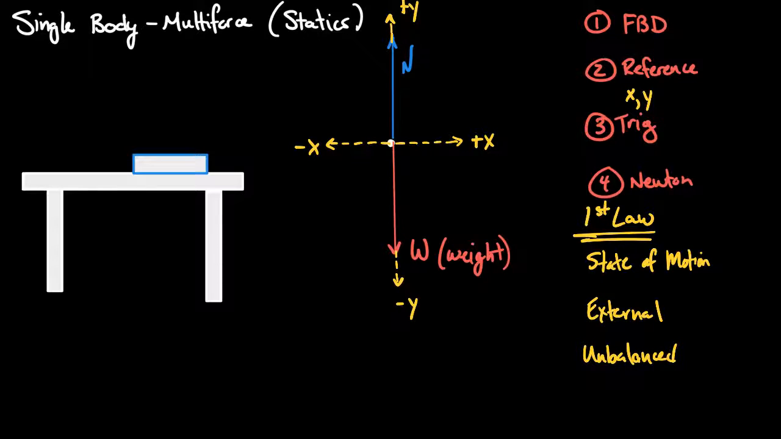Unbalanced. We're going to refer to the idea of net. Net means the sum, to add up. There has to be some unbalance from adding your forces together. But if your state of motion doesn't change, then there are no unbalanced forces. The first law is all about striking balance.